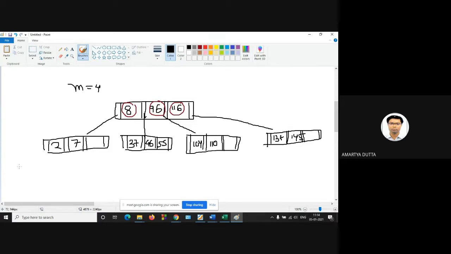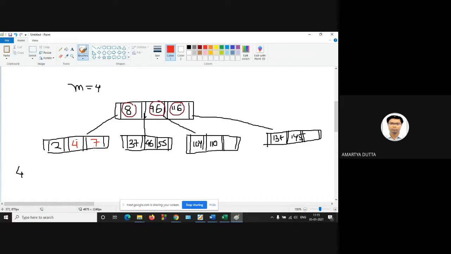Now insert 4. First insert. Sir, it will go to the extreme left, and 7 will be shifted one to the right, and 4 will be inserted. Insert 4 means 7 is shifted right. So this is your 4. 4 is inserted and 7 is shifted. Okay.